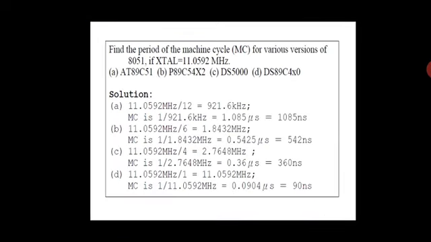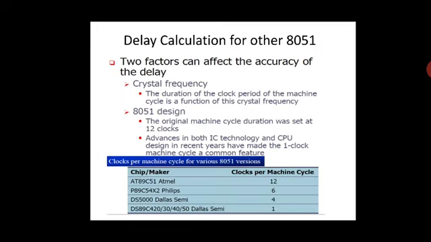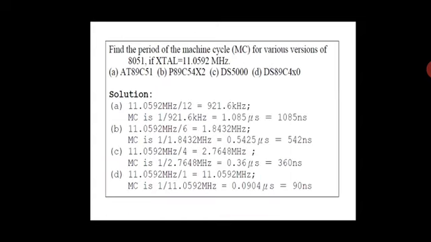Let us take a simple example to find the clock period for the given 4 makes. Find the period of the machine cycle for various versions of 8051. I will maintain the same crystal frequency, that is 11.0592 MHz, and I need to calculate the duration of each machine cycle. As we know from the previous table, Atmel 12, 6, 4 and 1.